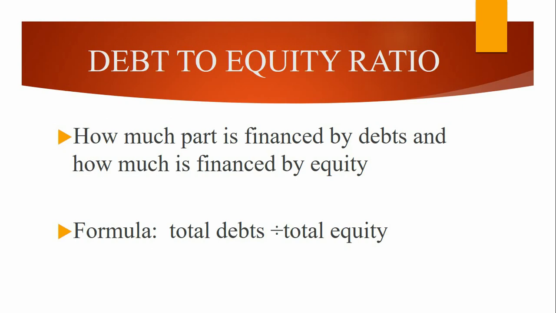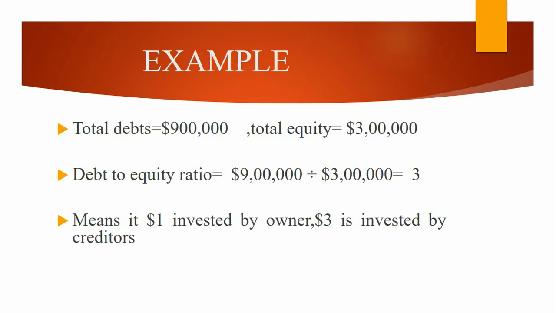So the formula is very simple: the total debts, short-term and long-term liabilities, divided by the total owner equity section. This data will be taken from the balance sheet of an organization.